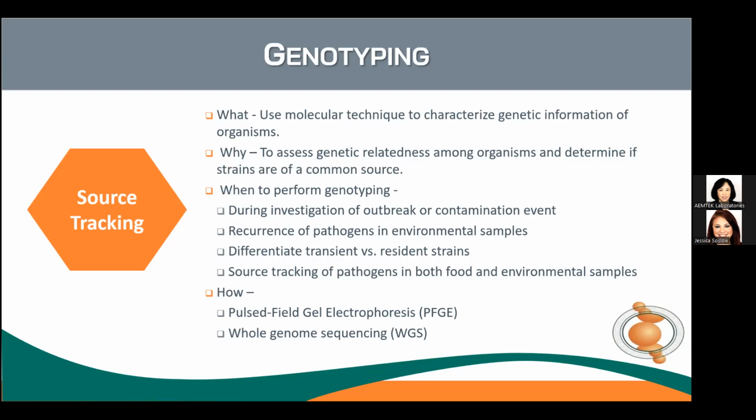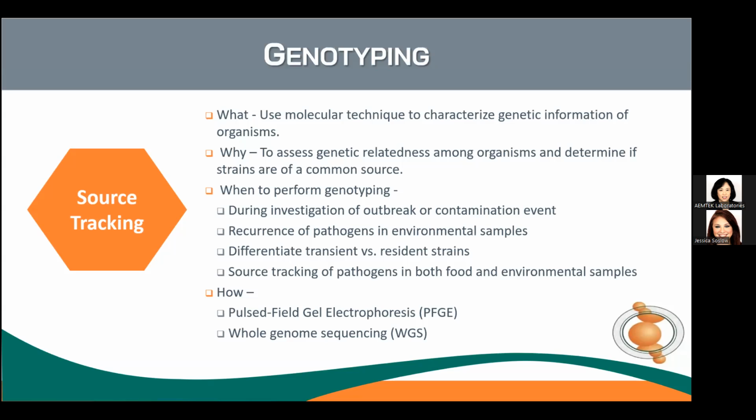So what is genotyping? Genotyping is about using molecular techniques to characterize the genetic information of organisms. This is a below-species-level characterization. So genotyping can help to assess the genetic relatedness among organisms and determine if the strains are of a common source. As I said earlier, to identify to species level is not enough. You want to see if the organisms found in the environment are actually closely related, which can imply a common source.